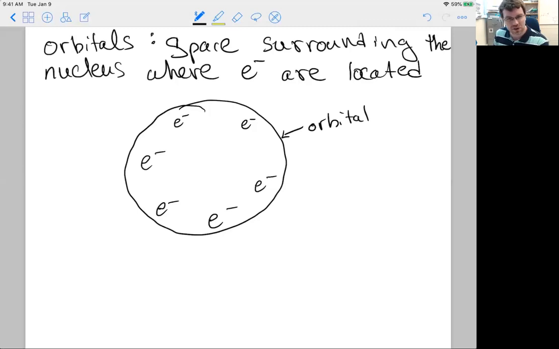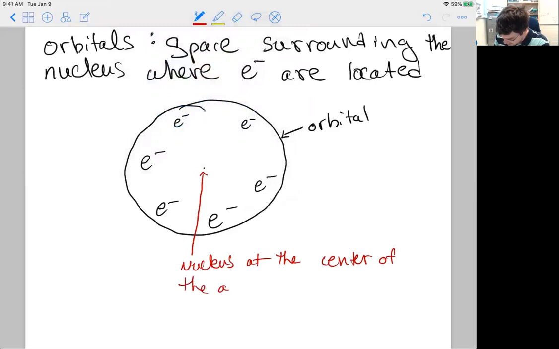I don't want to put circles around the e minuses like I did for the protons and neutrons, because electrons are not as billiard ball-like as their subatomic particle cousins, the protons and the neutrons. So they kind of float around in this orbital which surrounds the nucleus. Now, to scale, let's add the nucleus to our atom. So I'm drawing a deliberately small dot in the center of our circle. I'm going to come out from red there. That dot is the nucleus at the center of the atom.